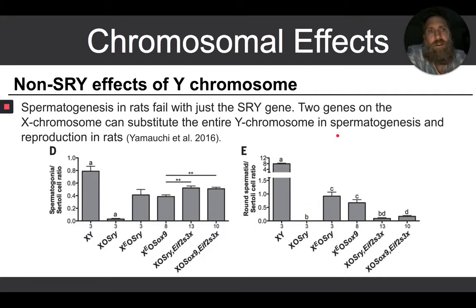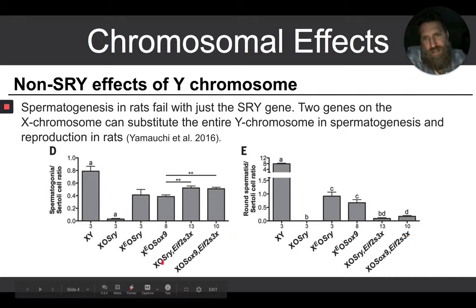Interestingly, there are two genes on the X chromosome that can be substituted. And if they're upregulated, those individuals will produce sperm. They're specifically the SOX9 gene, which we discussed earlier. That's one of the big genes that SRY activates through the transcription factor. And then there's this other gene here, EIF2S3X. And that X just means it's on the X chromosome.